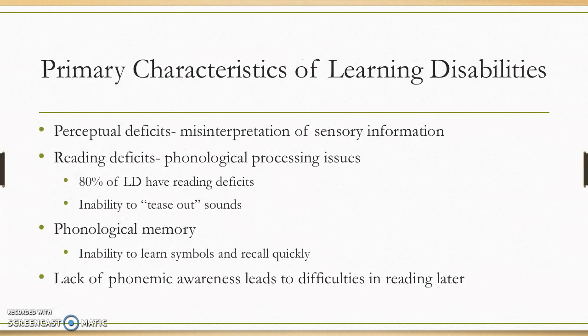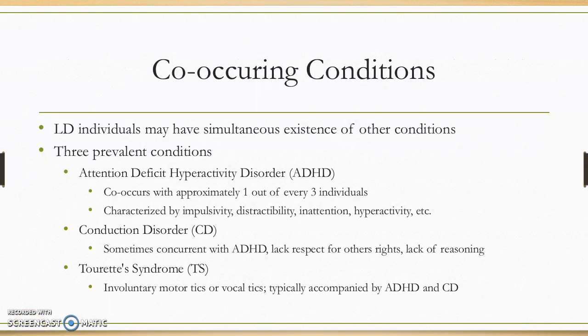Primary characteristics of a learning disability include perceptual deficits, such as misinterpretation of sensory information, reading deficits, and phonological processing issues. 50% of the LD have reading deficits, an inability to tease out sounds, such as water being spelled W-A-T-R. Phonological memory, the inability to learn symbols and recall quickly, and lack of mnemonic awareness lead to difficulty in reading later in life.